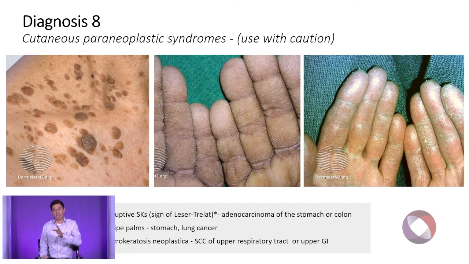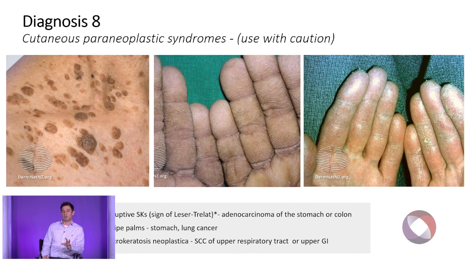So all of these things together come up into this umbrella: cutaneous paraneoplastic syndromes. I have to use this with caution. Why? Because seborrheic keratosis are very common. And if you see someone come in your office and they have a lot of seborrheic keratosis and you tell them, oh, I think you have the sign of Leser-Trélat, eruptive SKs, we need to do a full battery of tests because you probably have an aerodigestive cancer. No, they don't. They probably just have a lot of seborrheic keratosis. That's what people have when they get older.